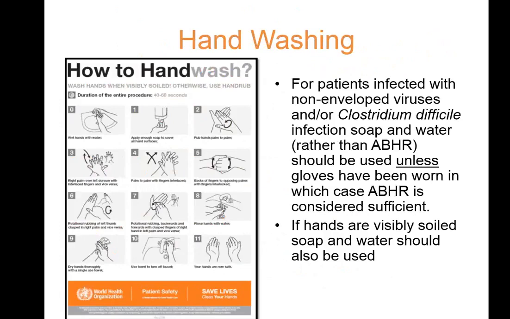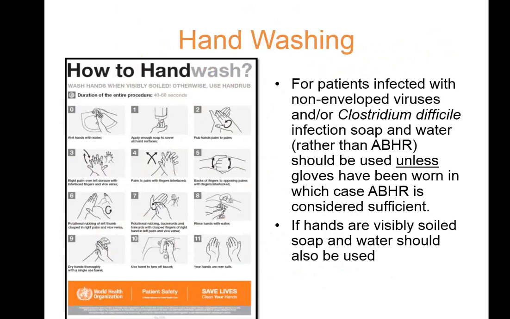Now, other than when the hands are soiled, there's two other times when alcohol-based hand rub is insufficient and hand washing has to be performed. And they are when a patient is infected with a non-enveloped virus and/or when a patient has Clostridium difficile, which is a terrible gut bug that causes intense diarrhea. So under those circumstances, it is hand washing with soap and water rather than alcohol-based hand rub.